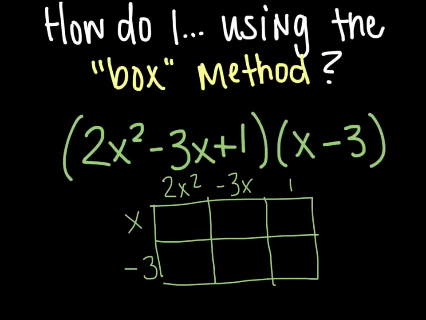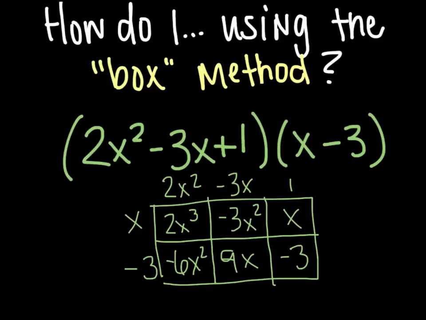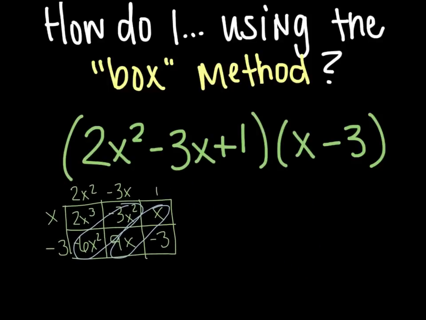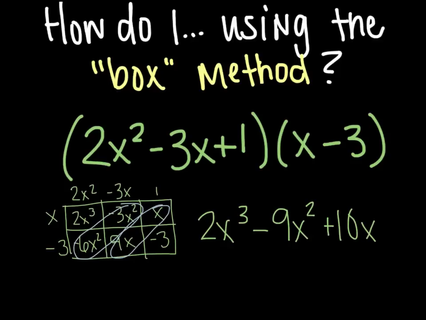Now you just multiply. So 2x cubed, -3x squared, and x. -6x squared, positive 9x, and -3. And then again, I told you before, anything diagonal is something that can be combined. So when I go to write my answer, it'll be 2x cubed minus 9x squared plus 10x minus 3 for a final answer.